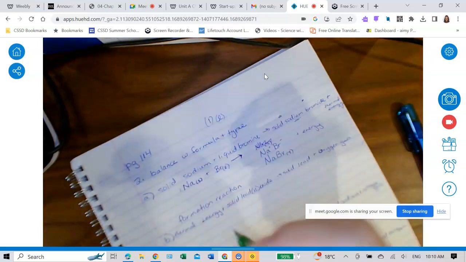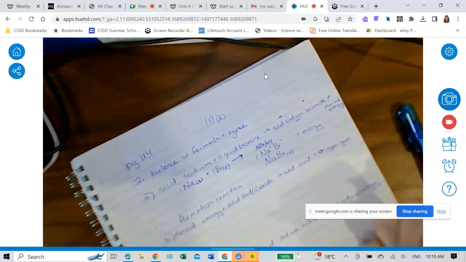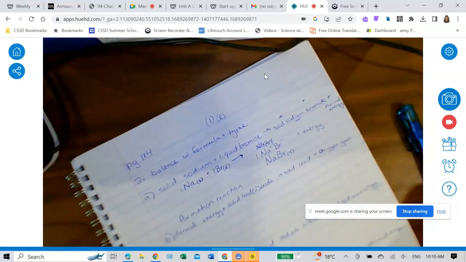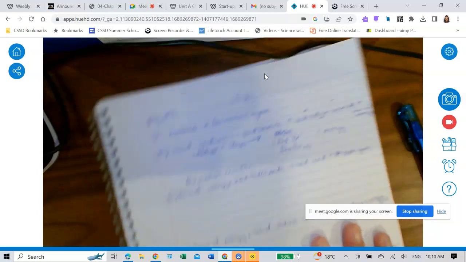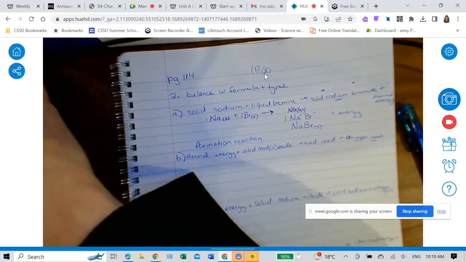We don't need to put the 1s here. We just leave it alone. So that's balanced. Hooray. And 4 minutes later, we did 1 question. Chemistry takes a while, and that's okay.